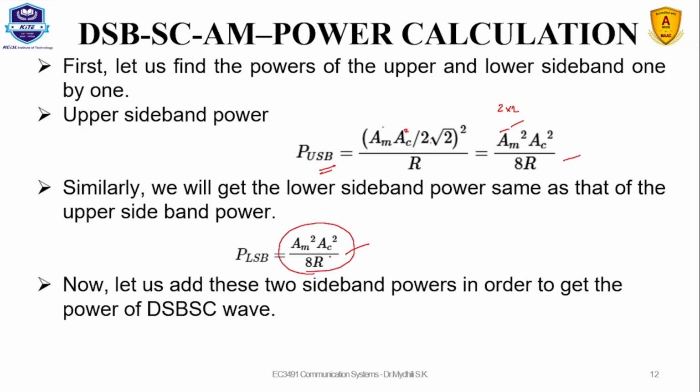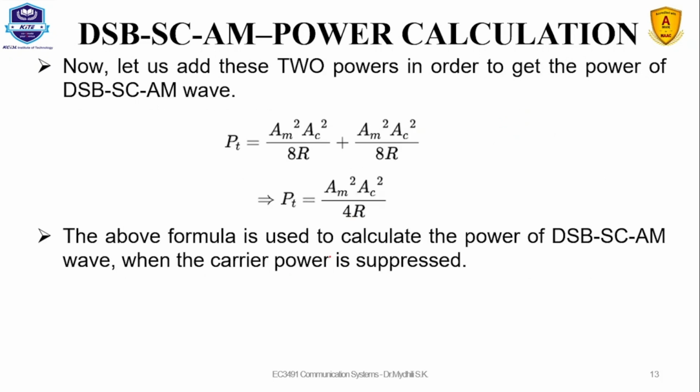Now coming to the total power, it is nothing but adding the upper sideband power and the lower sideband power, that is 2 Am square Ac square by 8R, and cancelling it becomes Am square Ac square by 4R. So this is the power calculation equation for double sideband suppressed carrier AM.